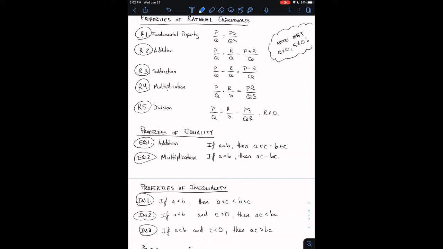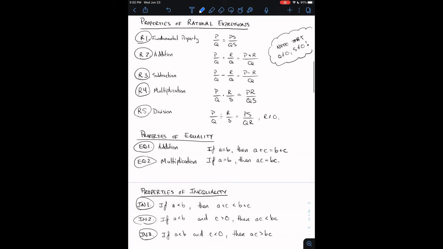And in all of these fractions above, it's necessary that Q and S are also not equal to 0 because you can't divide by 0. So it wouldn't be a rational expression if either were 0.